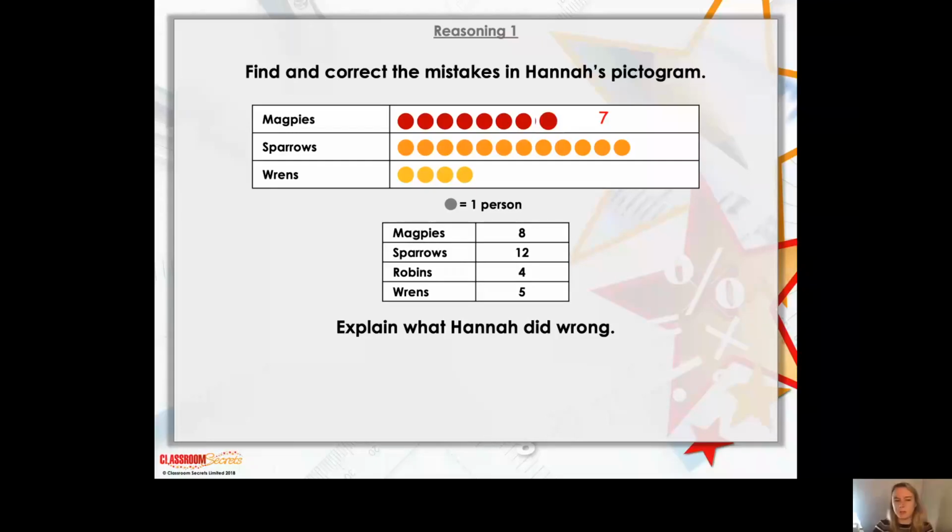Okay, let's check the sparrows together. Well, we have 12 people that saw sparrows. So let's count how many circles she has for sparrows. She has her first circle to represent the first sparrow, the first person, sorry. Her second to represent the second. 3, 4, 5, 6, 7, 8, 9, 10, 11, 12. So she's got 12 circles, and each circle represents 1 person. So 12 multiplied by 1 equals 12. Yes, she's got that right, because 12 people saw sparrows.